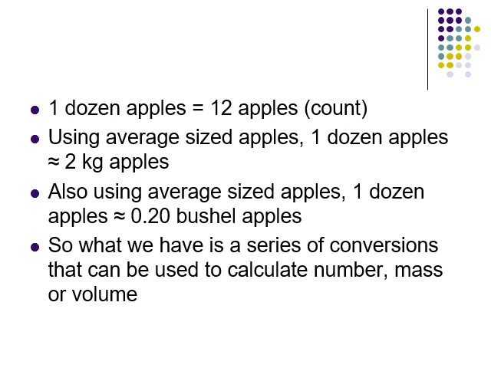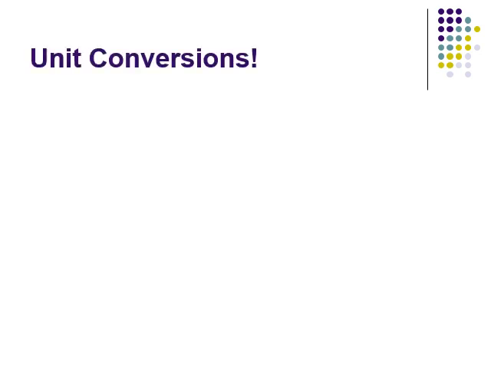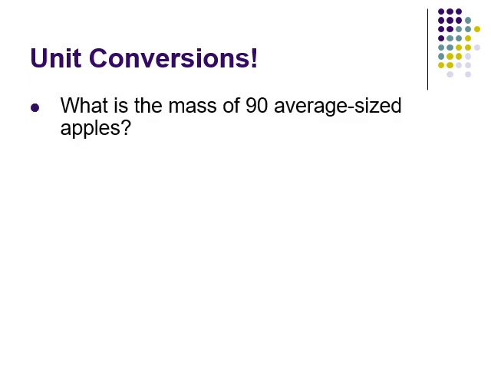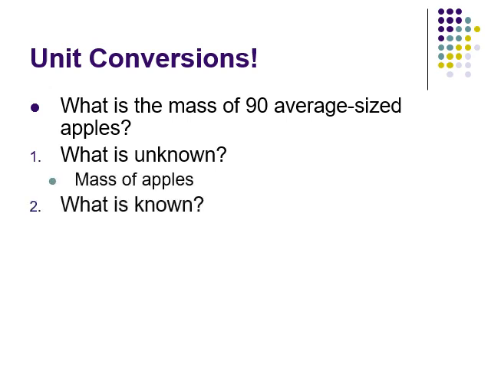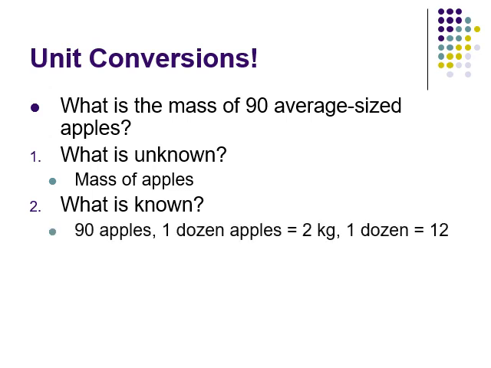And what can I do with an equivalency? I can create the ratios that are equal to 1. Very important. And now for using this with unit conversions. So let's say I want to know the mass of 90 average-sized apples. The mass of 90 average-sized apples. Well, first off, what's our unknown? What are we solving for? Well, I want to know the mass of the apples. What do we know? Well, I know that we have 90 apples. I know that a dozen apples equals 2 kilograms. And I know that a dozen apples equals 12 apples. That's information we know.